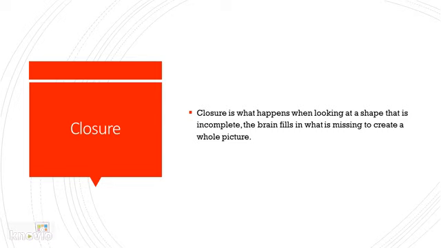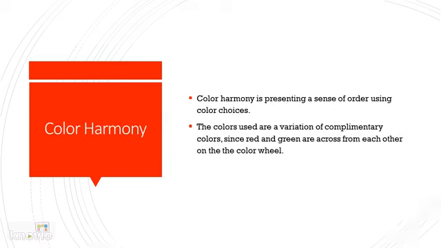Closure. Closure is what happens when looking at a shape that is incomplete. The brain fills in what is missing to create a whole picture. The icons used in this infographic are completely filled in and do not use the concept of closure to fill empty space. Instead, they are already complete icons that are still aesthetically pleasing.